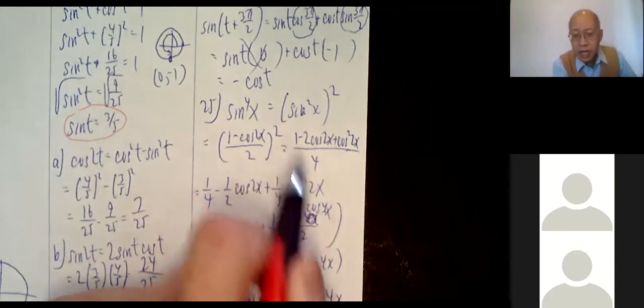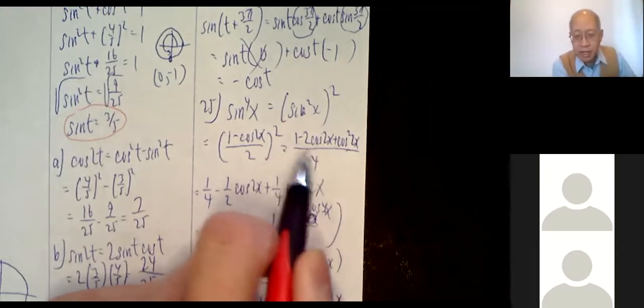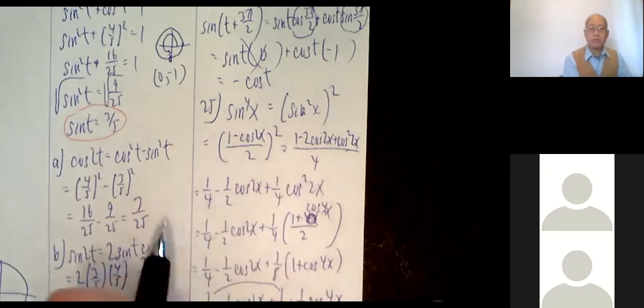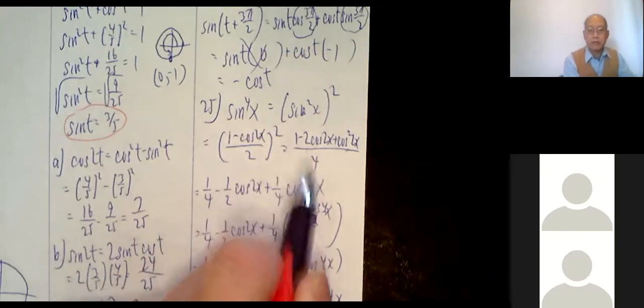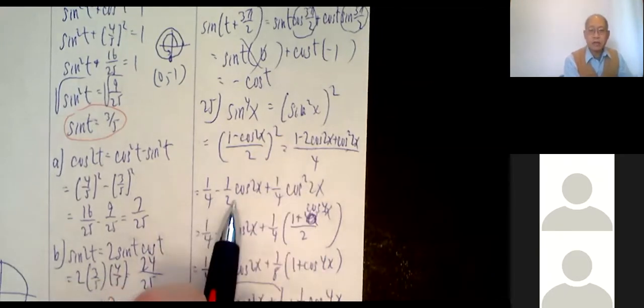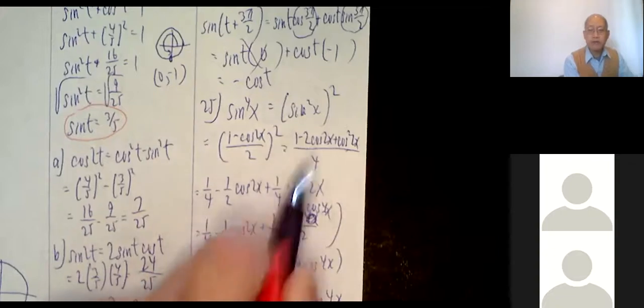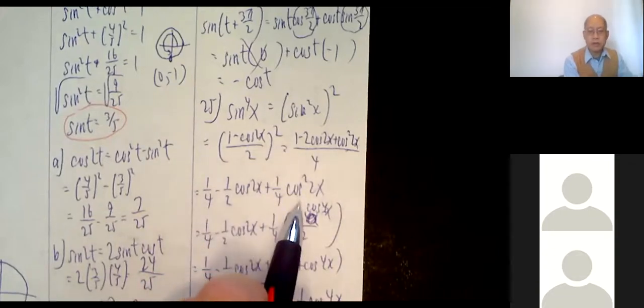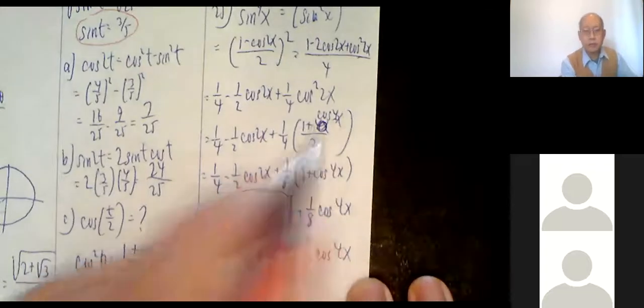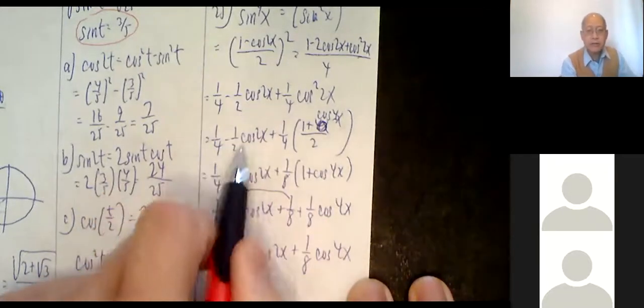All right, and I decided to distribute the 1/4 because it's going to get messy. So 1 divided by 4 is 1/4. Minus 2 over 4 is negative a half cosine 2x plus 1/4 cosine squared of 2x. Okay, you can see I goofed here. Leave that alone, leave that alone.